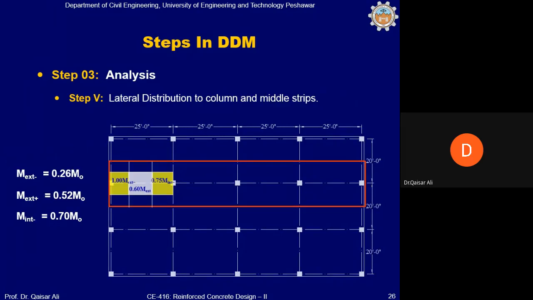Further, this will be distributed to column strip and middle strip. The exterior negative will be 100% taken by the column strip, so this is 1. 0.26 will completely be taken by the column strip, with 0 in the middle strip. In the positive 0.52 M naught, 60% will be given to the column strip here, and the remaining 40% will be given to the middle strip. Similarly, of this 0.7 M naught, 75% will be given to the column strip, and the remaining 25% will be divided between the middle strips, 12.5% each.